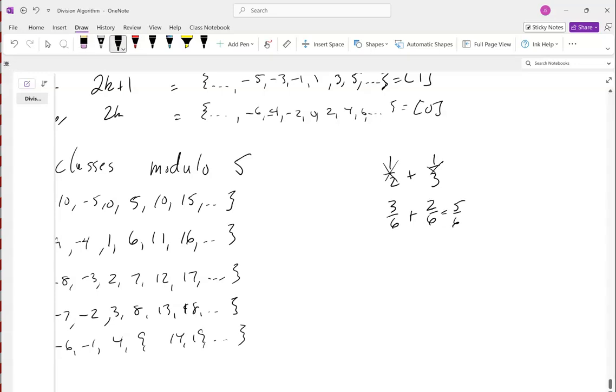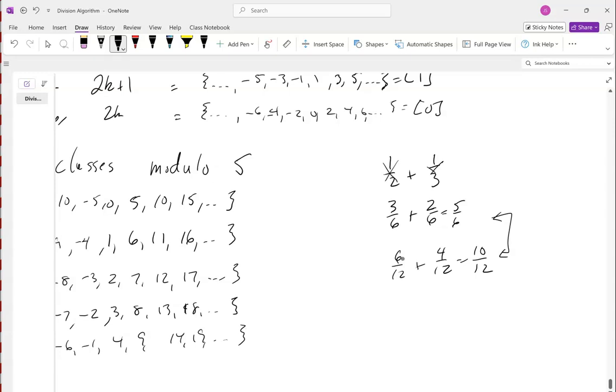And get 5/6 when we're done, right? That's what we do. But again, there was nothing necessarily special about 6 except the fact that we get the same denominator. We could have used 12, for example, right? You could have done 6/12 and 4/12 to get 10/12, right? Notice I ended up in the same spot.